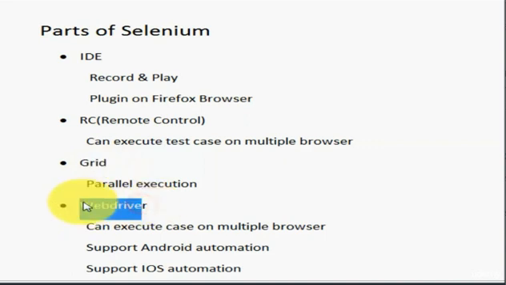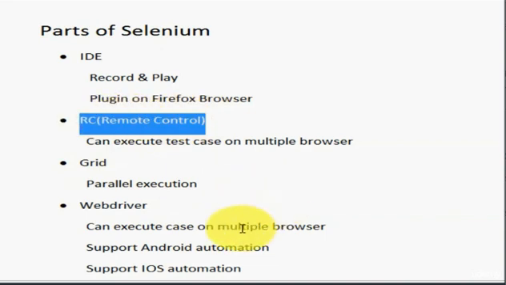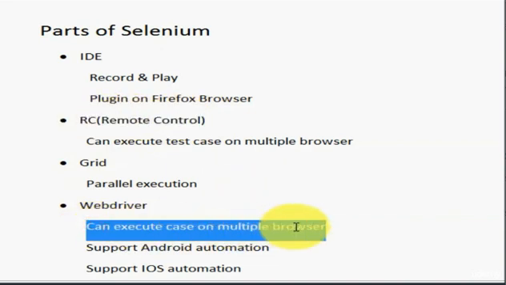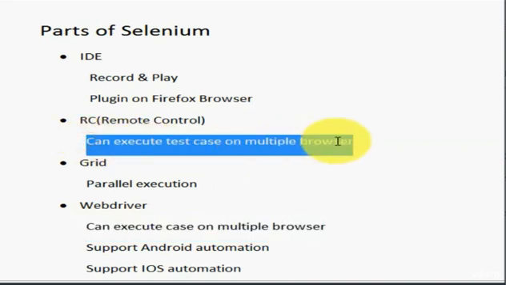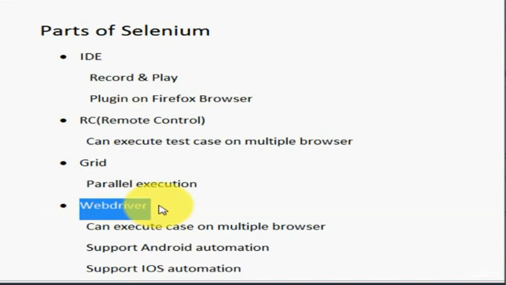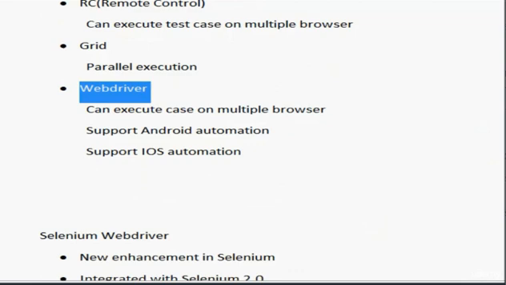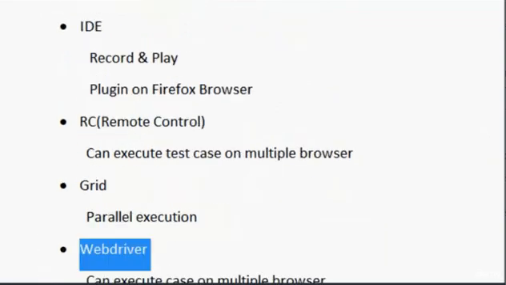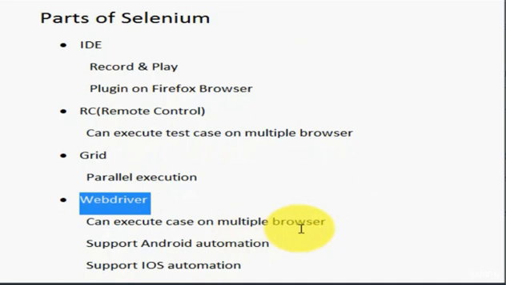Next is WebDriver. WebDriver behaves as an alternative to Selenium RC. With the help of the WebDriver, we can execute our test case on multiple browsers, which is the same as RC. But in the case of WebDriver, we are going to get a lot of advantages, like with the help of WebDriver, we can automate Android applications, we can automate iOS applications. These are the few advantages I've told you. We are going to understand many more advantages in detail while starting WebDriver. So these are the 4 components of Selenium.